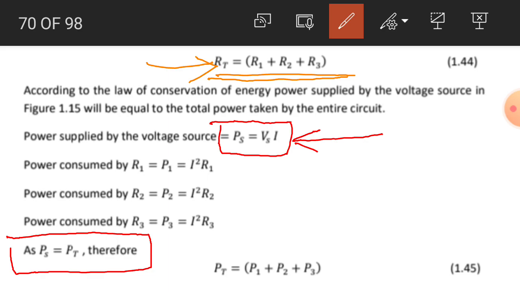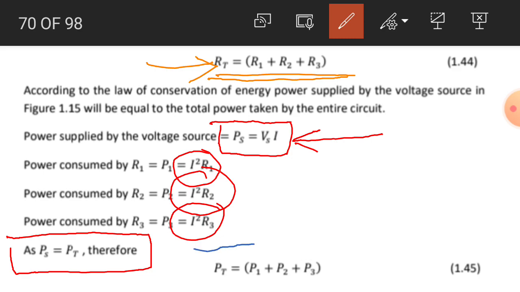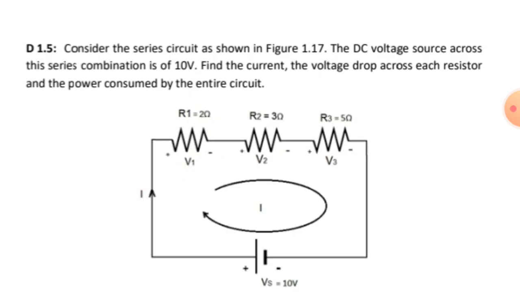The power consumed by R1 will be equal to I square R1. The power consumed by R2 will be equal to I square R2, and the power consumed by R3 will be equal to I square R3. So the total power which is consumed by the entire circuit will be equal to P1 plus P2 plus P3. So this will be the total power which is consumed by the entire circuit.